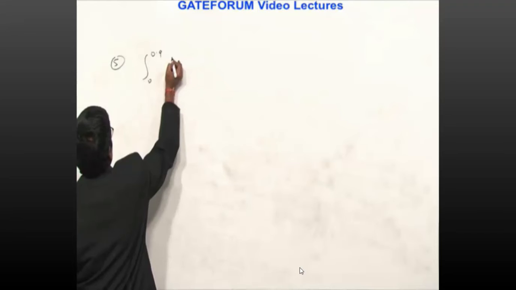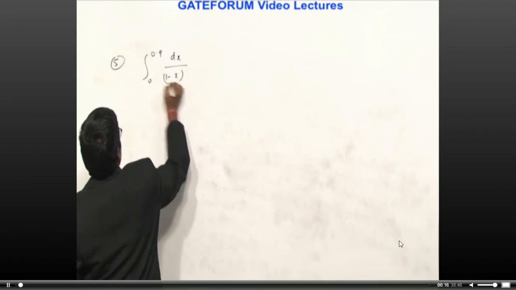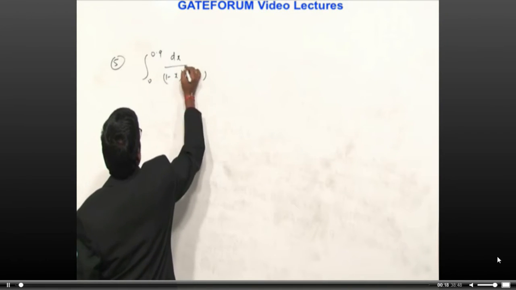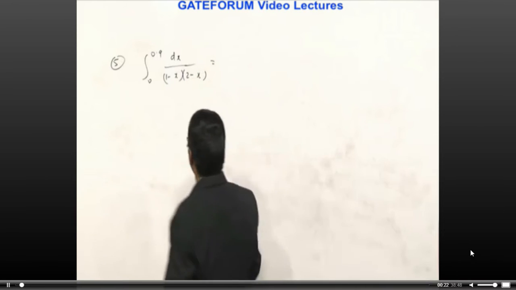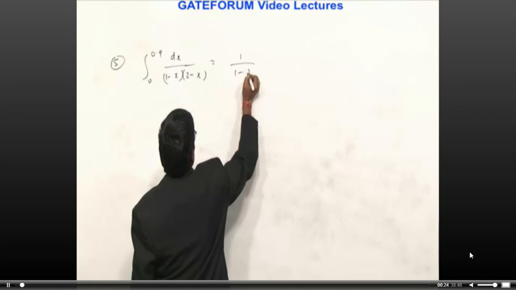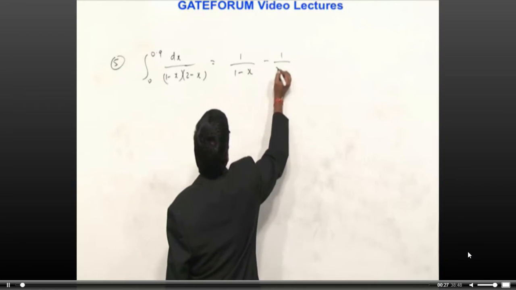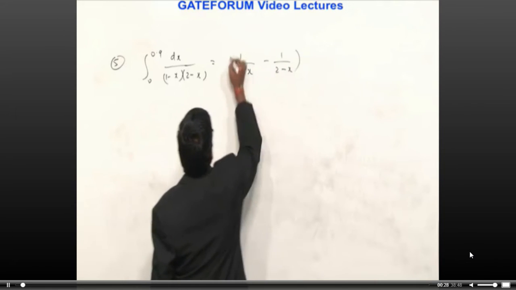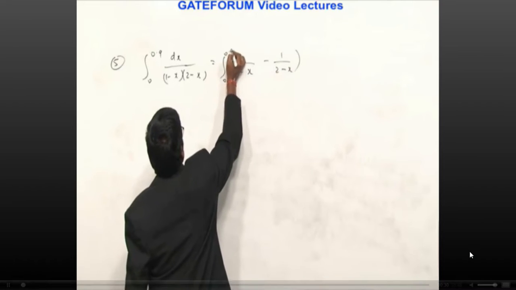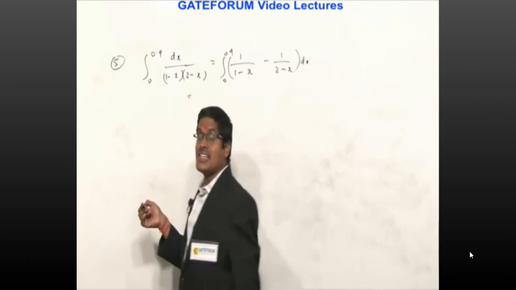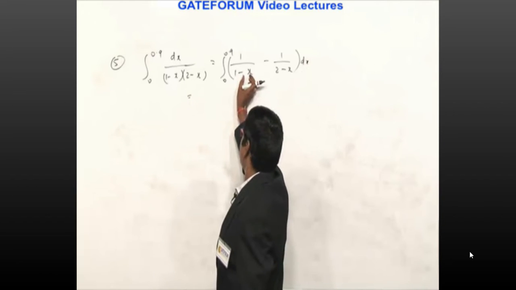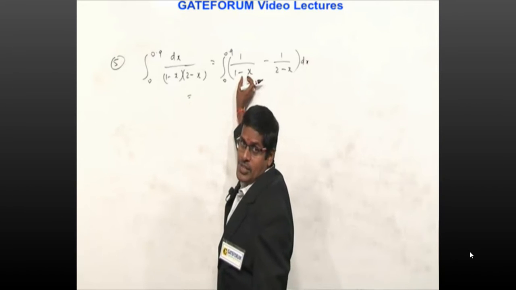Find the integral of dx by (1 minus x)(2 minus x). Okay, so using partial fractions, A is equal to 1, B is equal to minus 1. So that means 1 by (1 minus x) minus 1 by (2 minus x). This is between 0 to 0.9 dx using partial fractions. The integration of 1 by x is log x. So while integrating you should divide by the x coefficient.